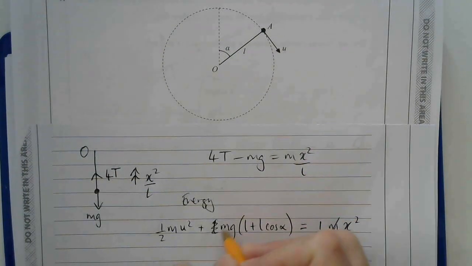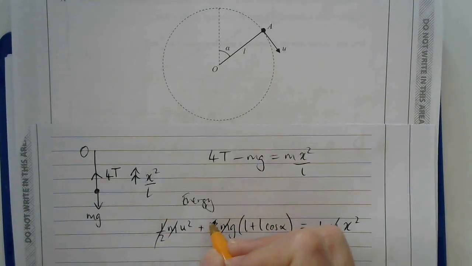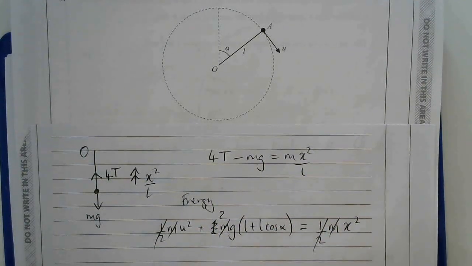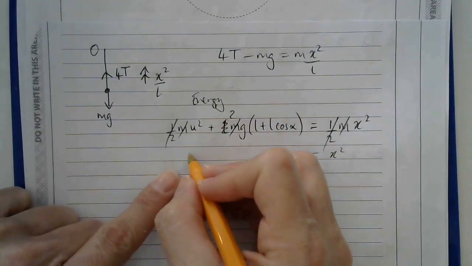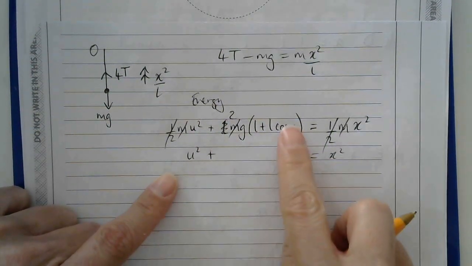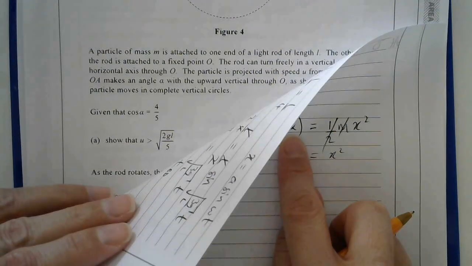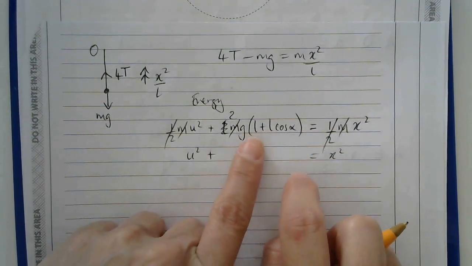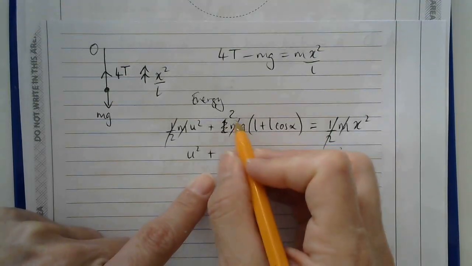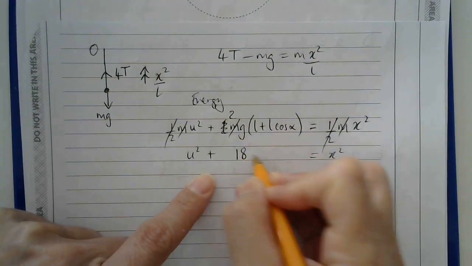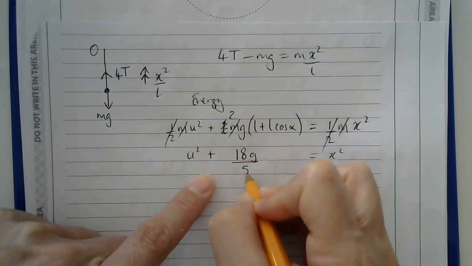Okay, so I'm interested in x squared so that I can pop it in here. So I'll divide everything by m. I'll double everything. And so I get that x squared is u squared plus, and cos alpha was 4/5. So here I've got 5/5 plus 4/5 makes 9/5 times 2. So here I get 18g over 5L.